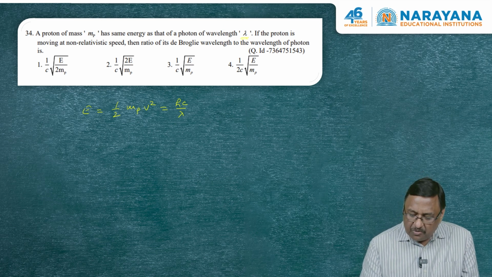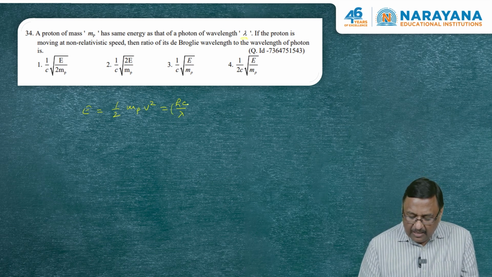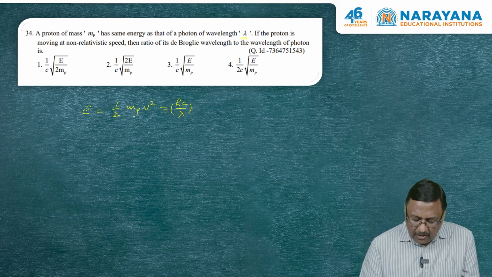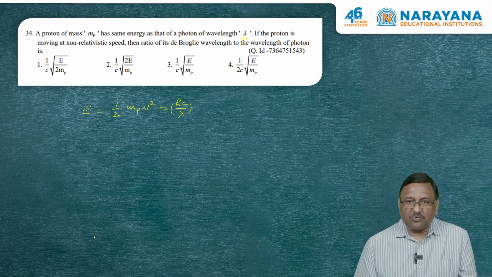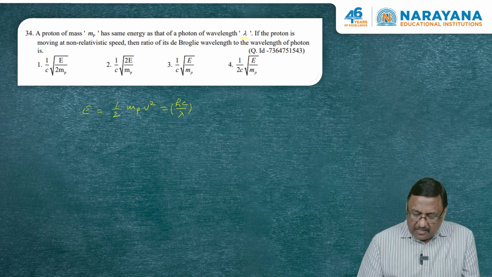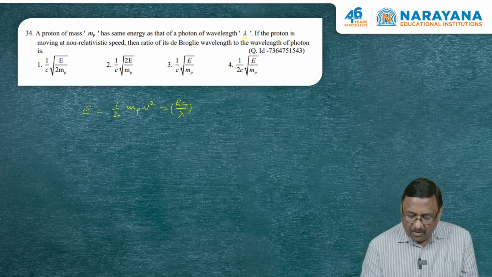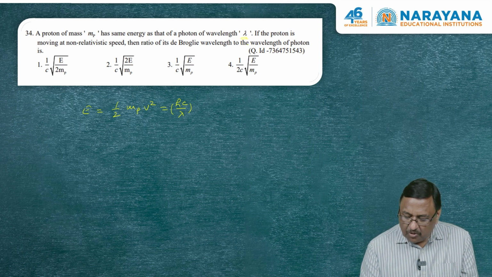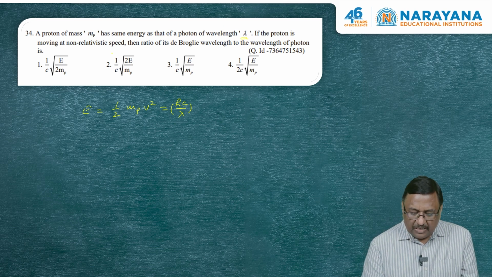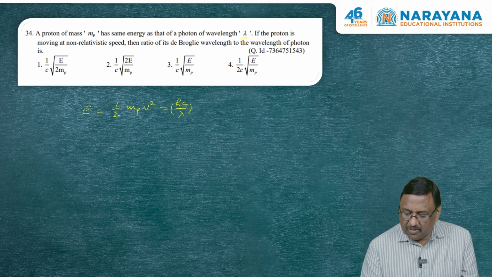As lambda is given to us, I am writing the energy of the photon as hc upon lambda, and the kinetic energy of the proton as half m into v square. Very easy. Here, in the next line, we are asking for the ratio of the de Broglie wavelength of the proton to that of the photon.